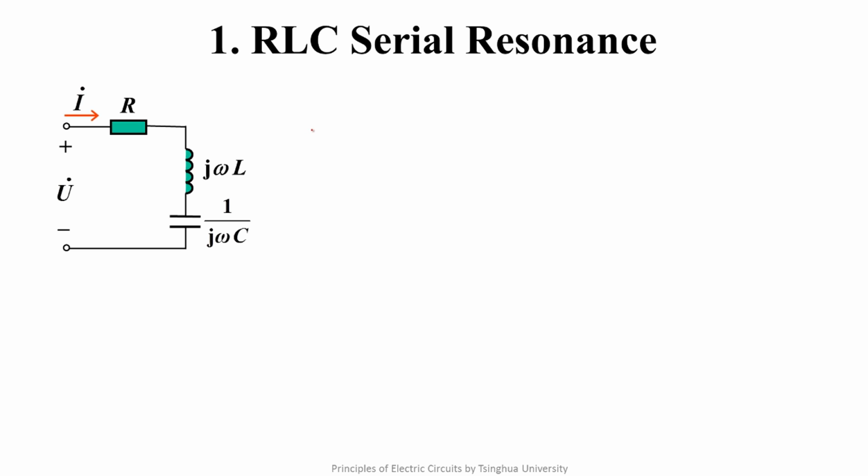We need to draw its phasor graph. First, we mark all branch variables. We define the current as the reference phasor. UR and I are in phase. UL leads I 90 degrees. UC lags I 90 degrees. So the voltage and the current are in phase.